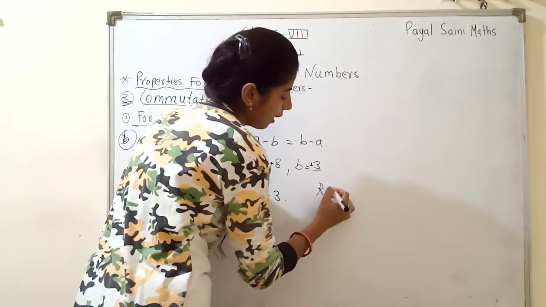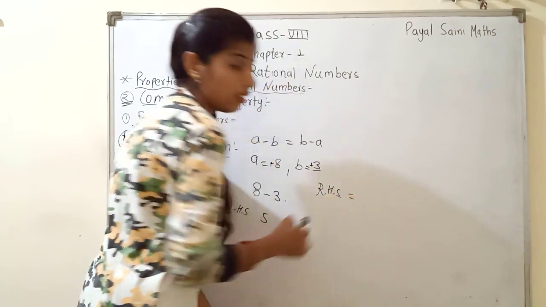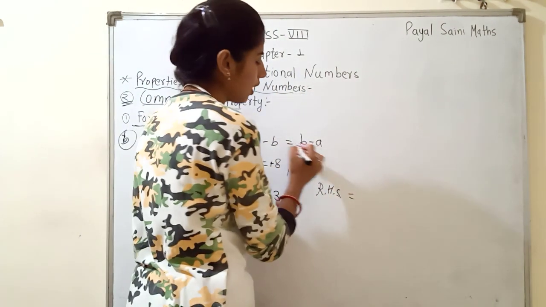Now we check on the right-hand side. On the right-hand side, first we write the b value.